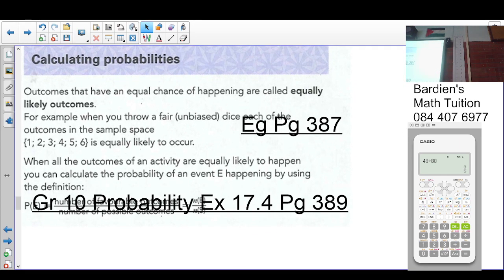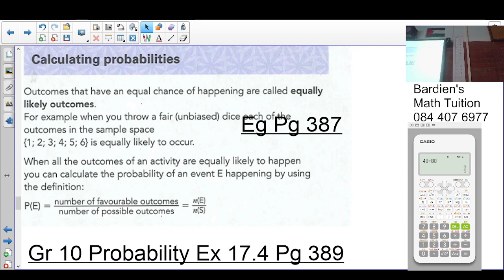Okay, so we are looking at calculating probability now. The outcomes that have an equal chance of happening are called equally likely outcomes. For example, when you throw a fair, unbiased dice, as we said many times when we started this topic, when we calculate the probability of a dice or cards, we're looking at the case where it is fair. Unbiased means it's equally likely to land on any one.